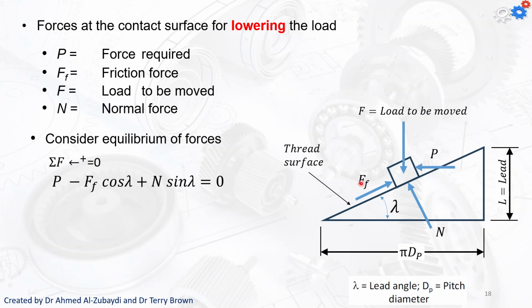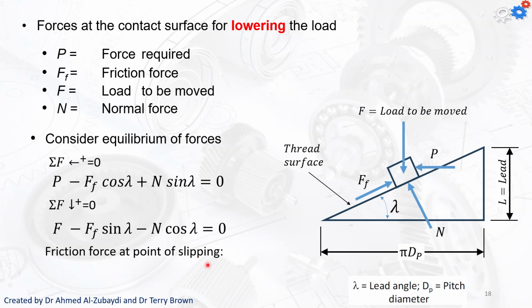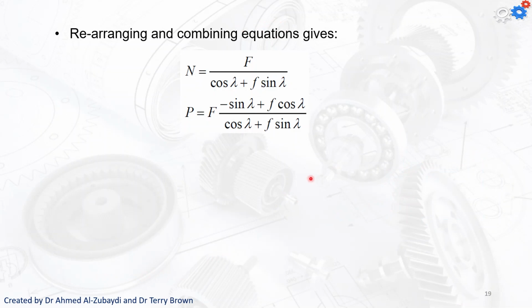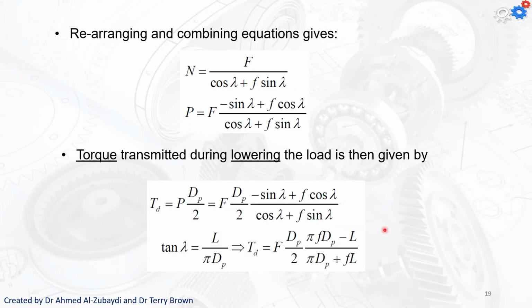So we've got P minus the horizontal component of the friction force plus the horizontal component of the normal reaction force. And summing the forces in the vertical direction, again taking downwards as positive, we've got the load that we need to move minus the component of the friction force and the component of the normal reaction force. And again, at the point of slipping, the friction force is equal to the coefficient of friction times the normal reaction force. Do some more algebra, and we get the torque required to lower the load.